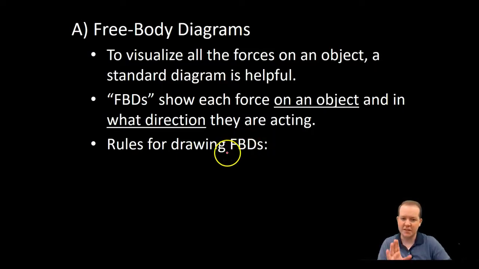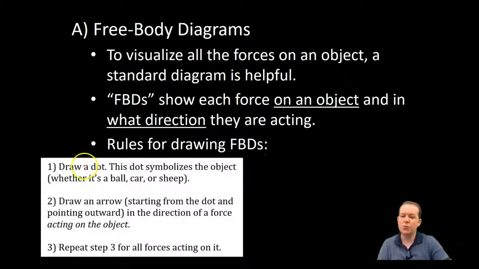There are some rules. This is how you draw a free body diagram. The rules make it seem more difficult than it really is, but here's what they say. We first draw a dot like this. Easy, there's a dot. The dot symbolizes the object. Like I said, I can't draw a car or a sheep, so the dot is our representation of our object. Then we draw arrows starting from the dot. That's actually an important rule. We always start from the dot, and we point away in the direction a force is acting.